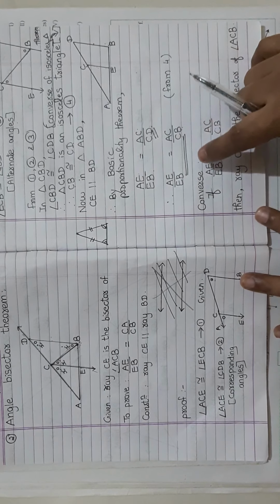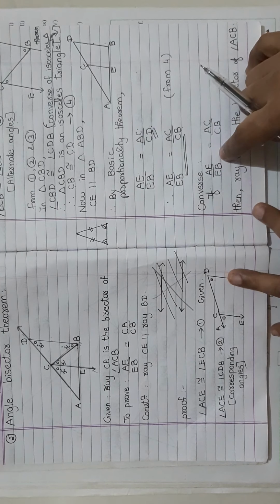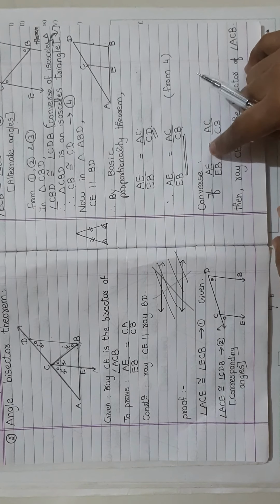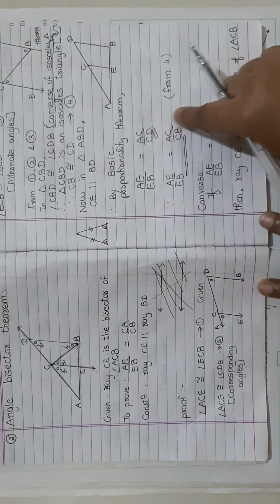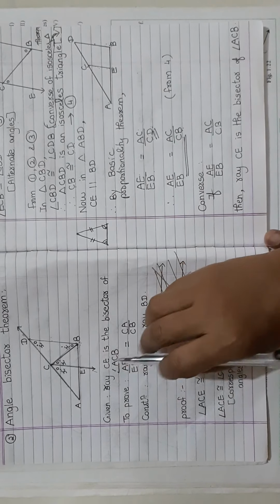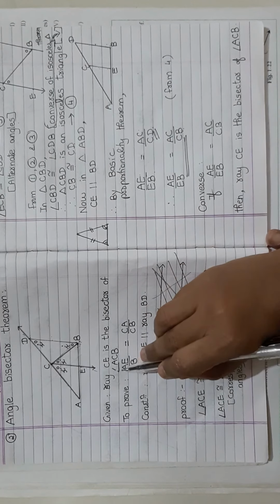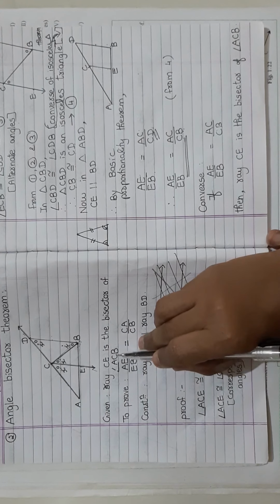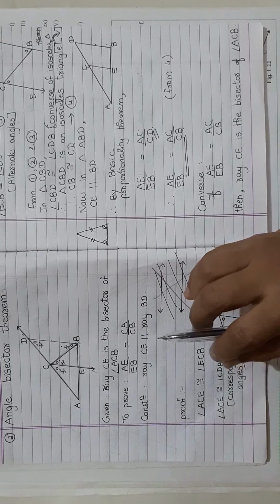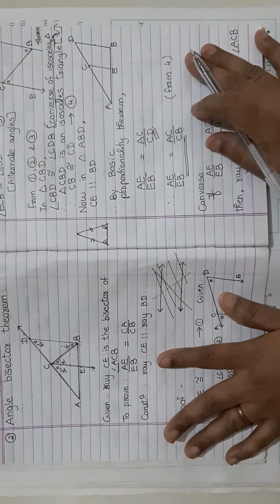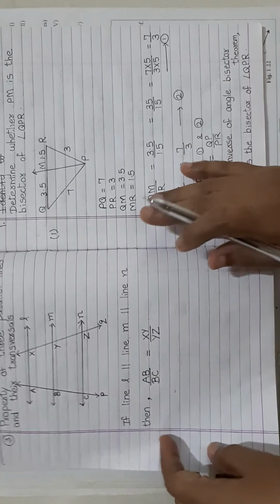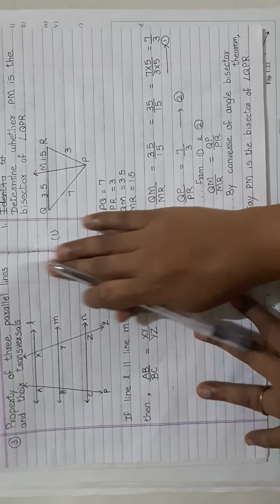Now let's learn about its converse. Converse is also the same, that is, reverse. If these two ratios are equal, then we can say that CE is the bisector of angle ACB. Again I repeat, we have to go in the reverse way. Okay. Now these are the two theorems which we'll be using in exercise 1.2.